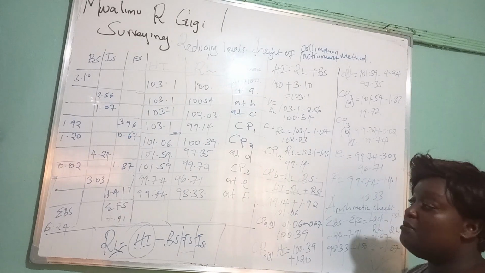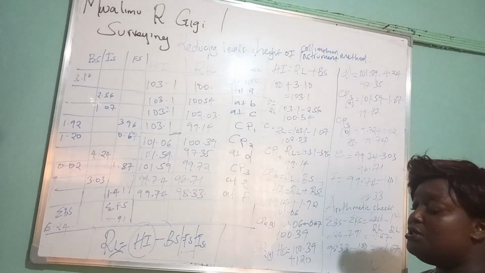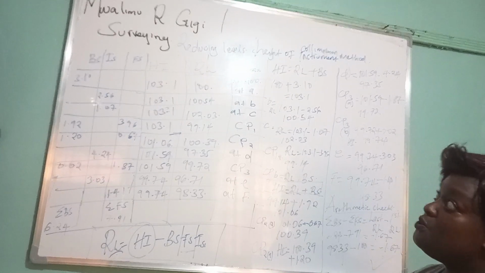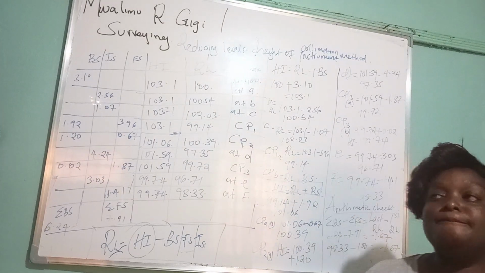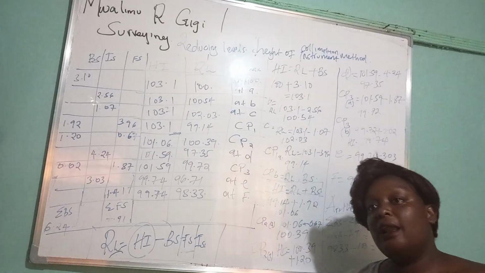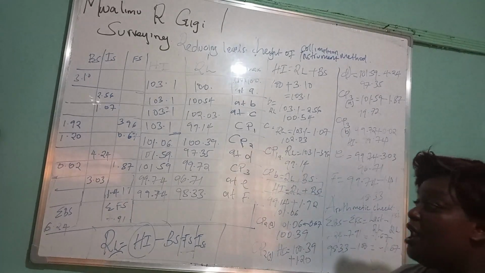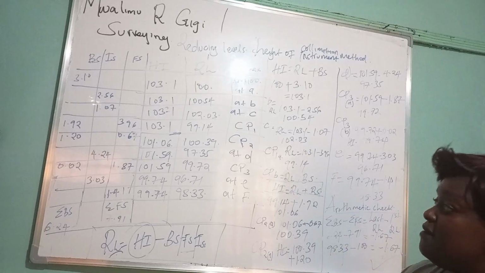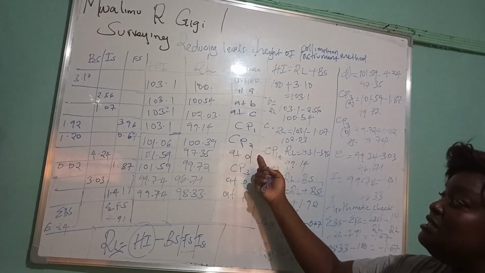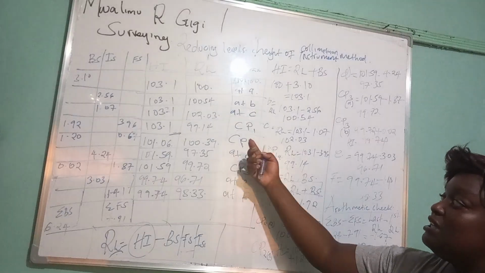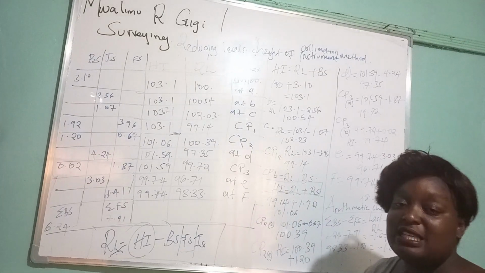So those are the methods of reducing levels. We use the height of collimation method, and we also have the rise and fall method. So that is all for today. We want to see if the benchmark is given maybe at point D, or at a change point, or at F. So we will be looking at that in the next video.